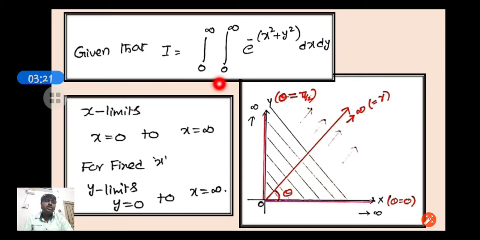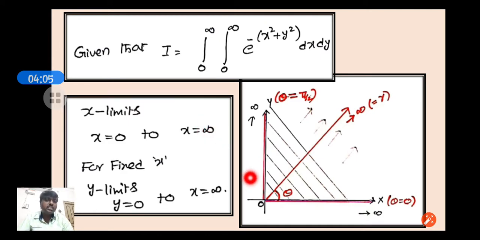Given the integral 0 to infinity e power of minus x square plus y square dx dy. When you observe here, both have constant limits. There are no variable limits here. First of all, the order is your choice here. Why? Because these two are constant limits. So I am treating the outermost integration for x limits and the inner integration for y limits. That is my choice. So first I am writing the x limits: x equal to 0 to x equal to infinity. X equal to 0 is the lower limit and x equal to infinity is the upper limit.